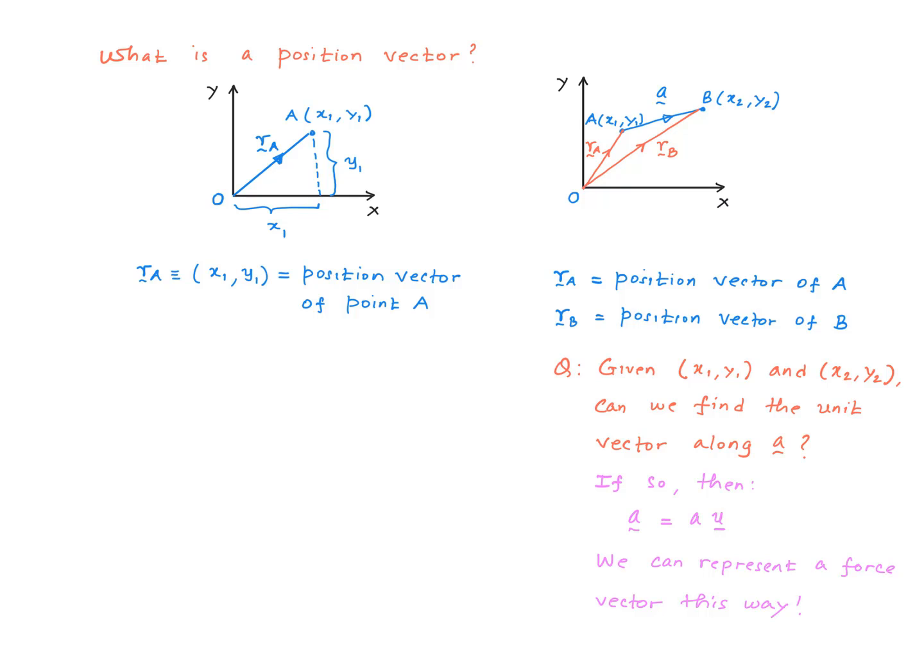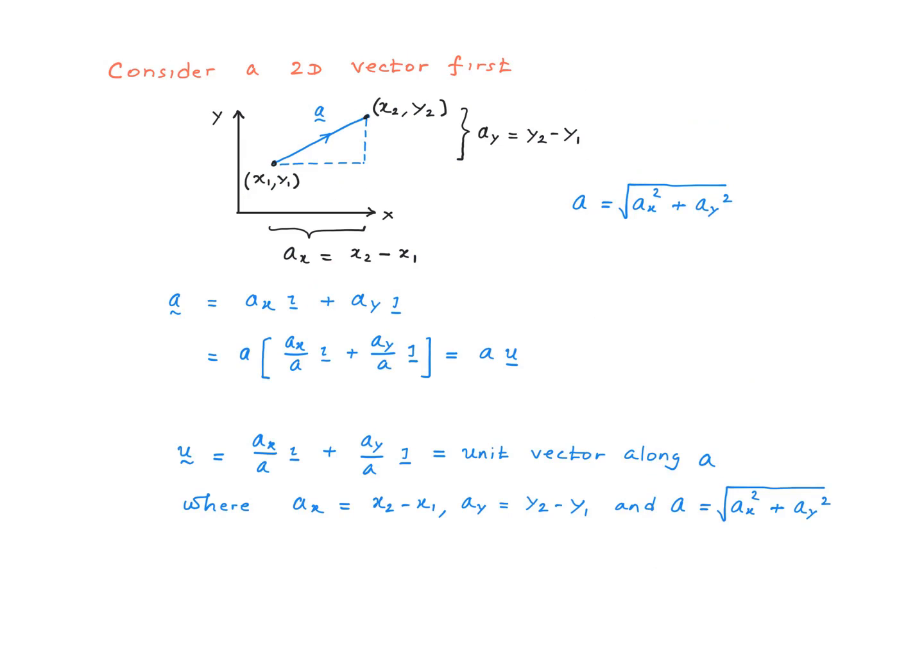The question is, can I find a unit vector along A? If I could, then the vector A can be represented in its component form by this method. Vector A equals the magnitude of A multiplied by the unit vector along that vector. A force vector, which is what we are interested in this section, can then be represented by this method. While this type of approach is really useful for representing a 3D force vector, let's start with a 2D force vector first in order to understand the fundamentals.